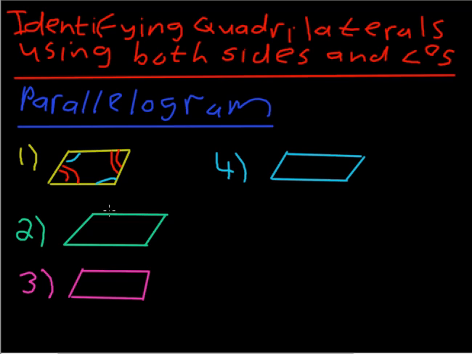Next, we have the scenario where both pairs of opposite sides are equal. So if this side and this side is equal, as well as this side and this side, in other words, if both pairs of opposite sides are equal, it's enough information to identify the quadrilateral as a parallelogram.